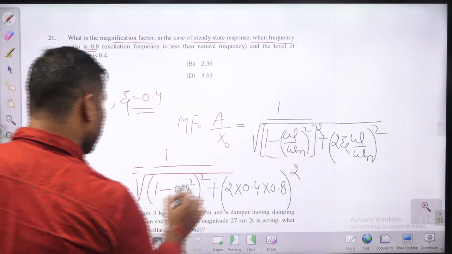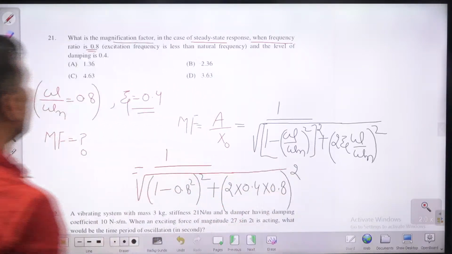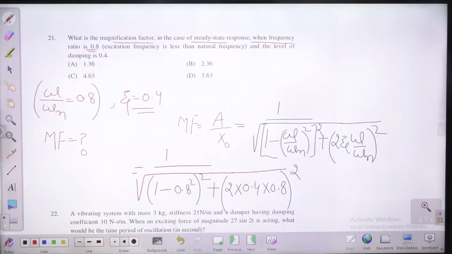So if you solve this, guys, you will get the answer. Please try to solve and tell me what answer you are getting. Please solve and tell me what answer you are getting. Let me also check. You can also do the calculation, or you can try magnification factor, which is the ratio of the steady state amplitude to the static deflection.